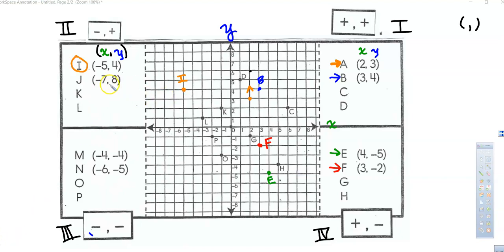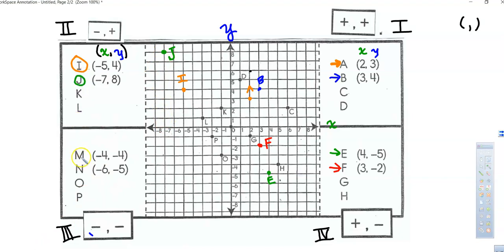You're plotting J, (-7, 8). Pause the video and then turn it back on to see if you got it right. All right, you should be way up here in that second quadrant. Left 7 and up 8.